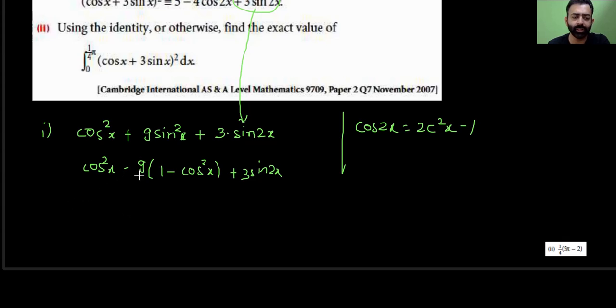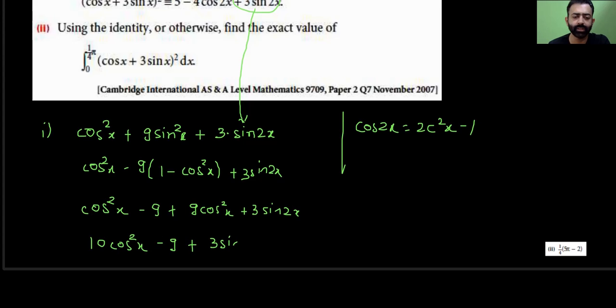So this is cos square x minus 9 cos square x minus 9 plus 9 times cos square x plus 3 sin 2x, right? Cos square x plus 9 times is 10 sin square x. Sorry, what I'm writing is 10 times cos square x minus 9 plus 3 times sin 2x.